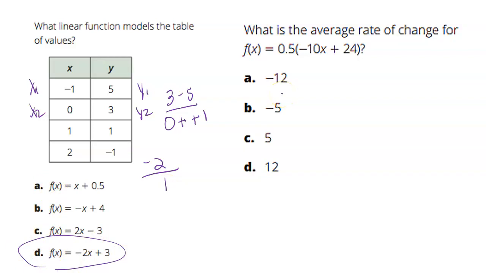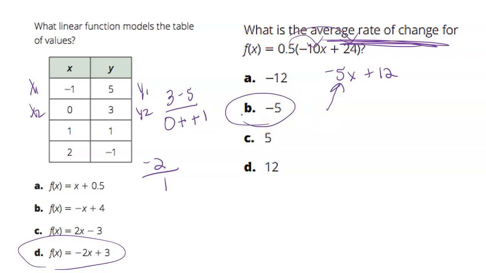For the second one, we need to distribute, right? When you're distributing this, think about 0.5. 0.5 means half, so you're just taking half of whatever is in parentheses. So half of a negative 10 is going to be a negative 5. Half of a 24 is going to be a positive 12. And then specifically, we want the rate of change, which is the same as slope, which is negative 5. Answer choice B.